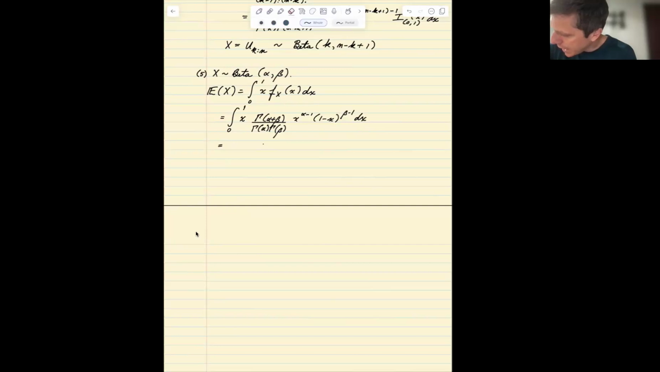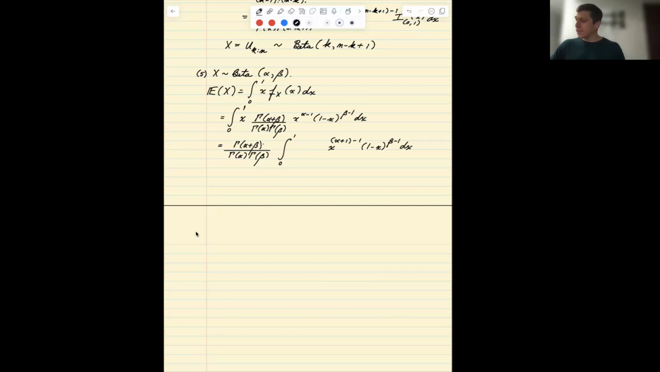Let's pull the constant out. So gamma alpha plus beta over gamma alpha gamma beta. The additional multiplication by X gives us X to the alpha, which we can write as X to the alpha plus 1 minus 1. 1 minus X to the beta minus 1 doesn't change dx. This is the kernel. This is the key part of the density for a beta with parameter alpha plus 1 and beta.